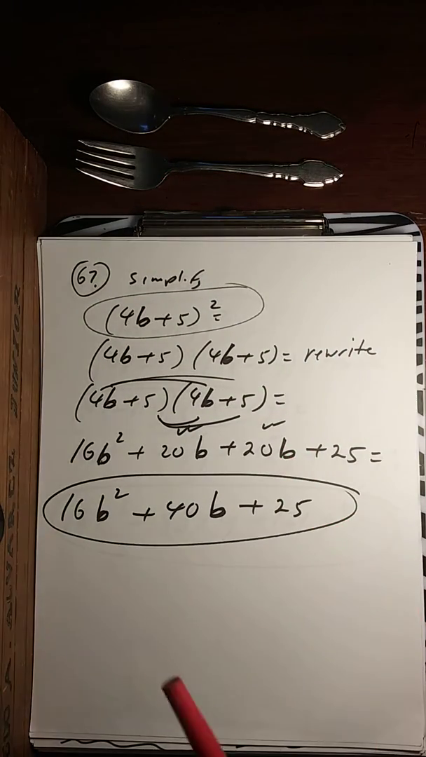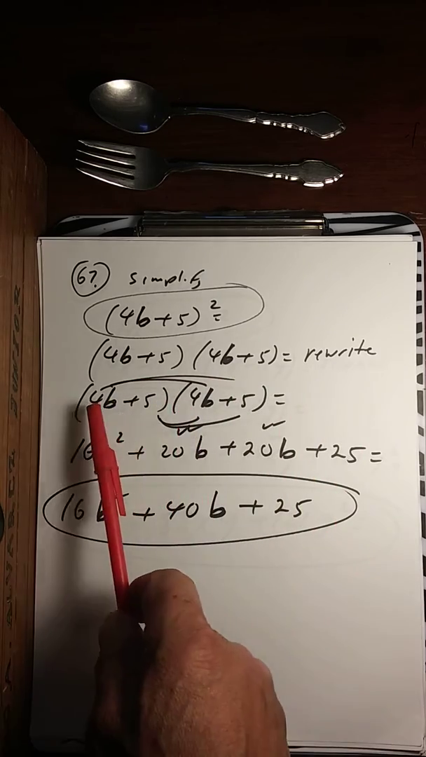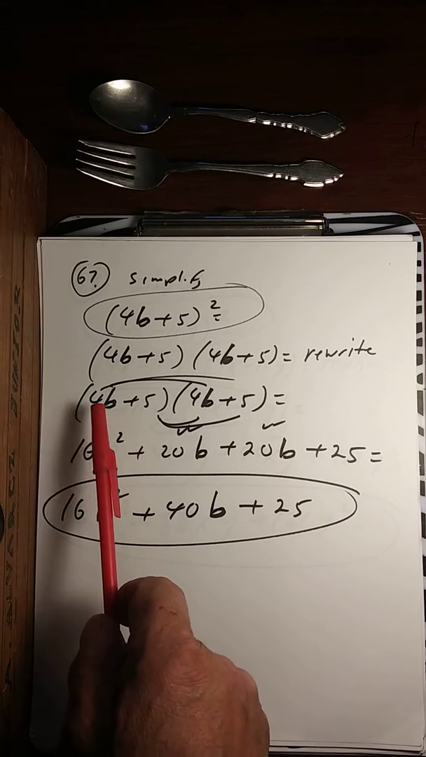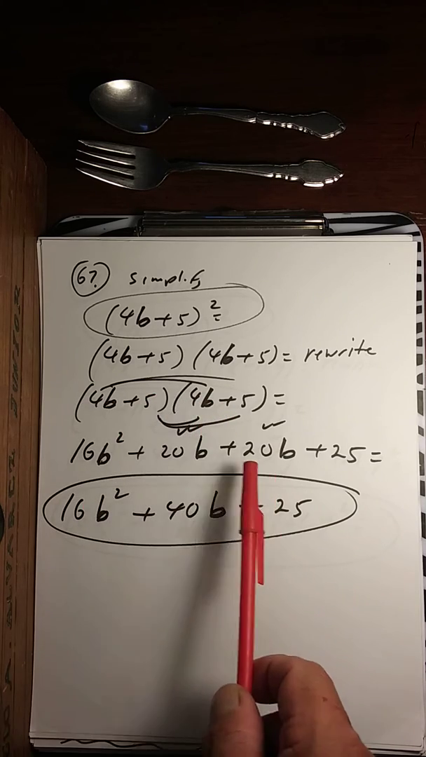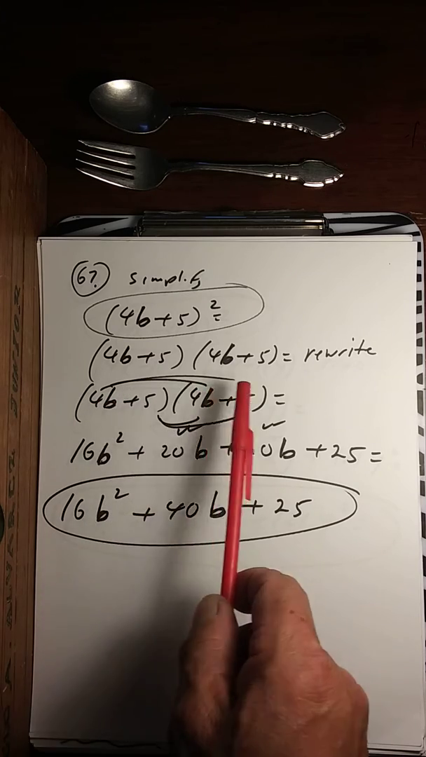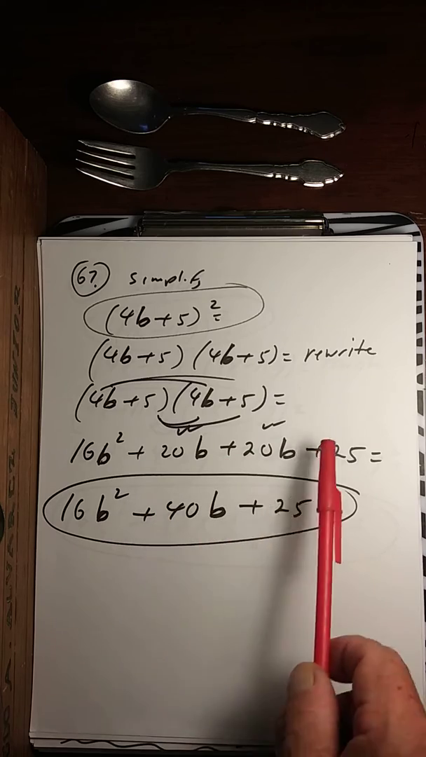Okay. 4b plus 5 squared. Do it twice. 4b plus 5, 4b plus 5. 4 times 4, 16b squared. That turns out to be 20b. And that times that, it's going to be 20b again. And 5 times 5 is 25. So this one times those two, that one times those two. And we have 16b squared plus 40b plus 25.